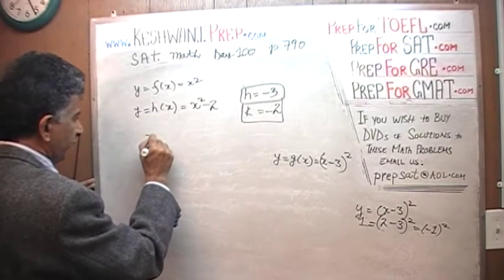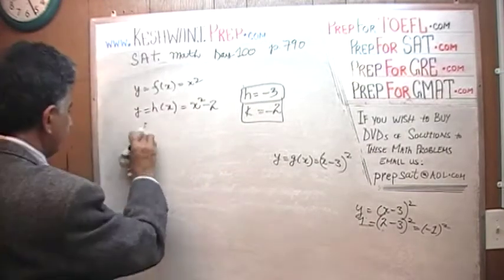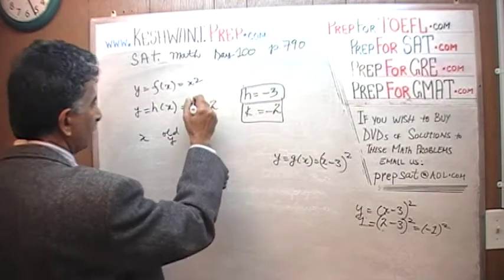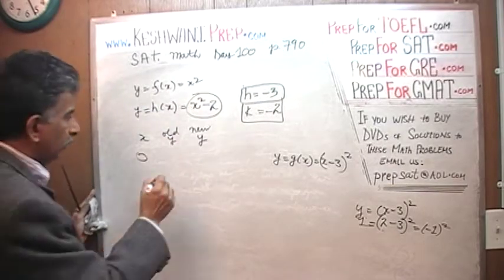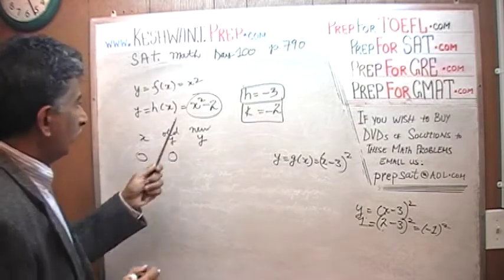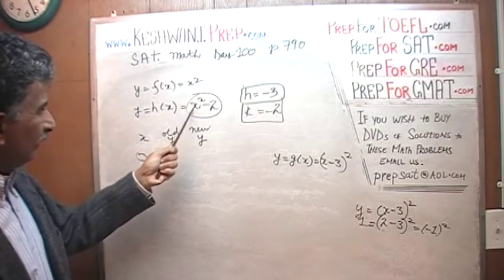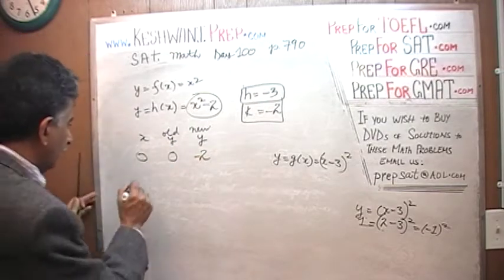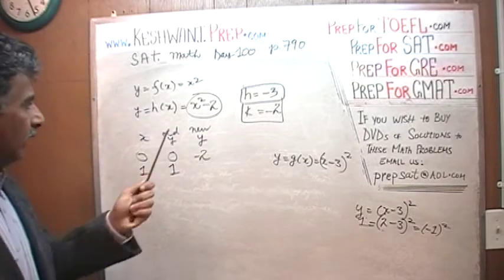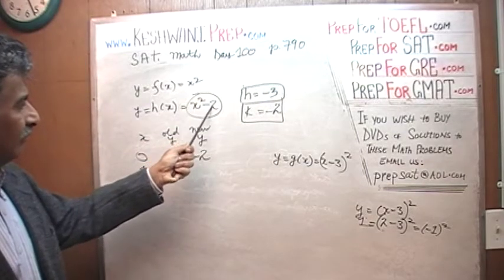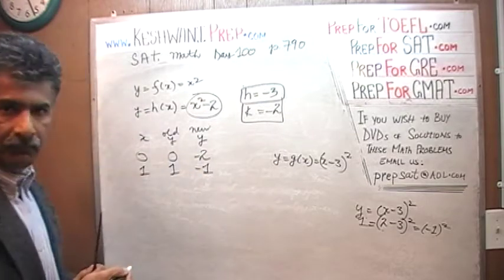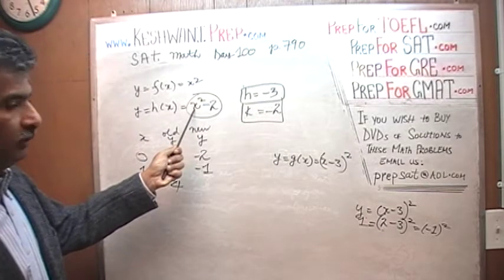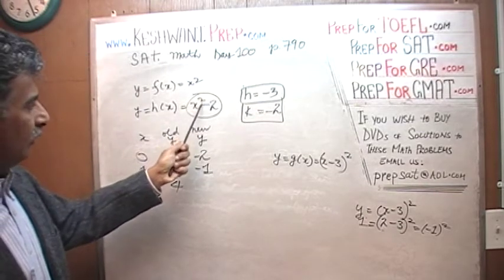So here's the relationship. Here's the value of x. Here's our old value of y, and here's the new value of y based on this relationship. Before, when x was 0, y was 0. Now, when x is 0, 0 squared is 0, 0 minus 2, y is going to be -2. Before, when x was 1, y was 1. Now, when you put 1 here, 1 squared is 1, 1 minus 2 is -1. Before, when x was 2, y was 4. Now, when you put 2 in here, 2 squared is 4, 4 minus 2 is 2.